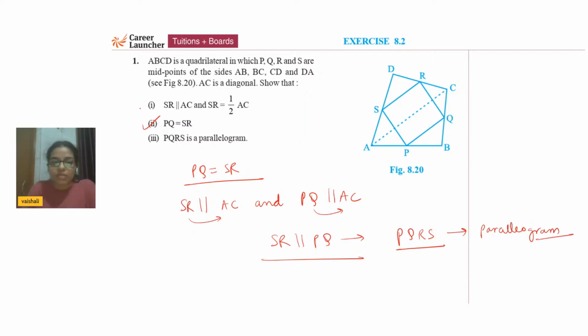Okay, so it means the first three parts are done and I have made use of the same concept or theorem, which is the midpoint theorem. I hope this question is clear. If not, please write it down in the chat section so that I can just read it out from here.